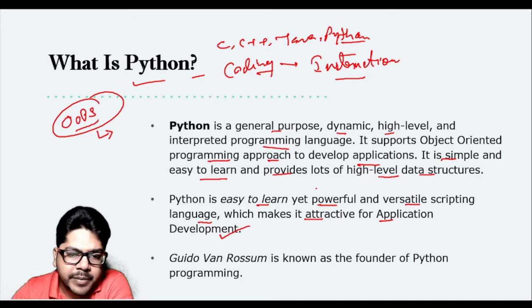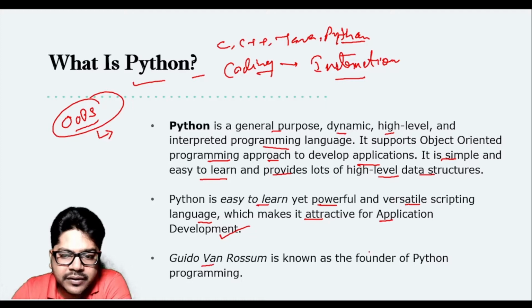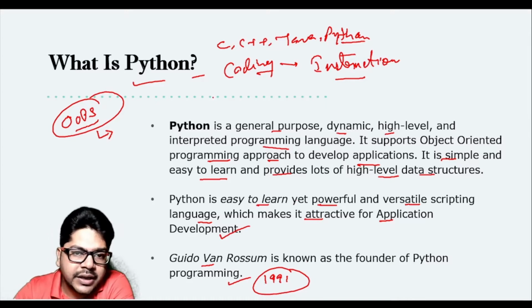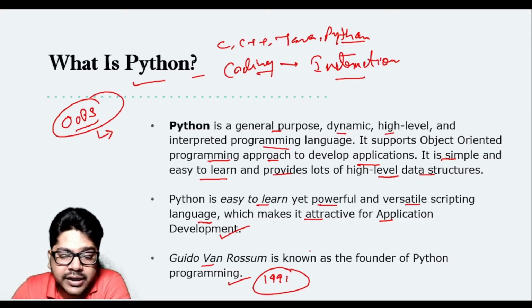And who is the founder of Python? Guido van Rossum is known as the founder of Python programming, in the year 1991. So Python came into existence in the year 1991. So we are in the 30th year of Python. This is the 30th anniversary, we can say.